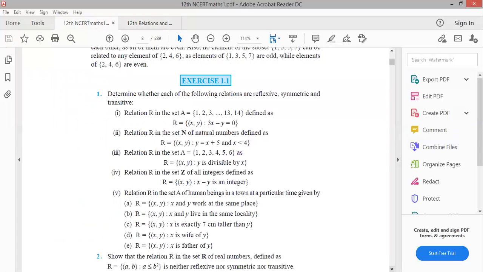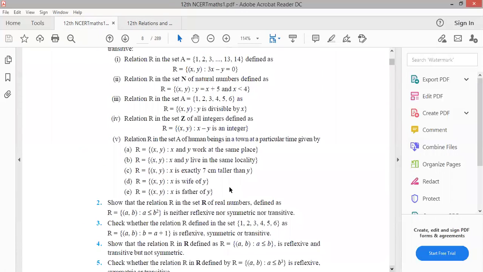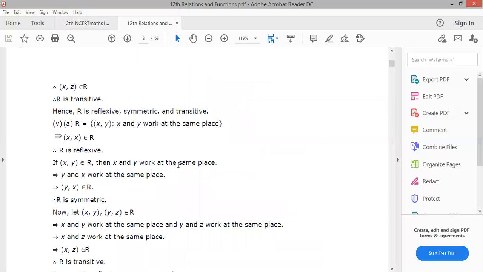In the next question, part number 5, relation R in the set A of human beings in a town at a particular time is given by R equal to (x, y), x and y work at the same place. You see, x and y belong to the relation if they work at the same place. It is so natural that we can say (x, x) belongs to this relation, therefore it is reflexive.